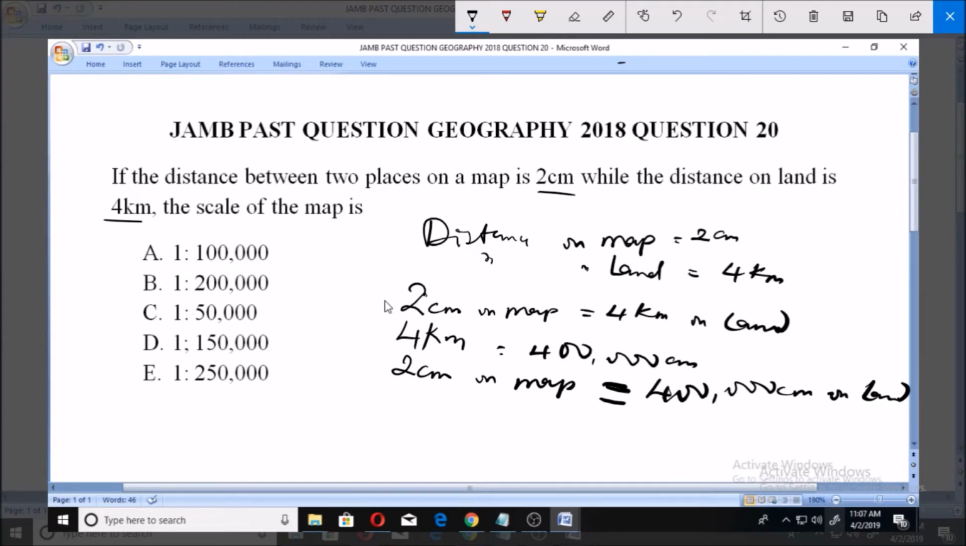200,000 cm. So in that case, 1 cm on map will always give us 200,000 cm on the land. That means we're having a scale of 1:200,000, and that makes option B the right answer, and that is our answer.